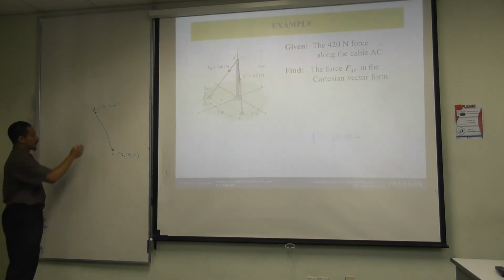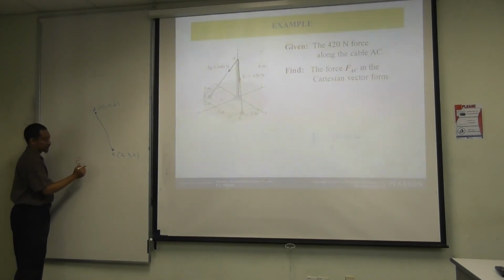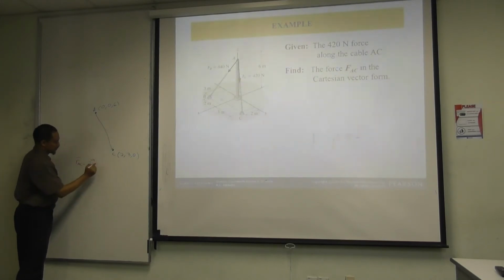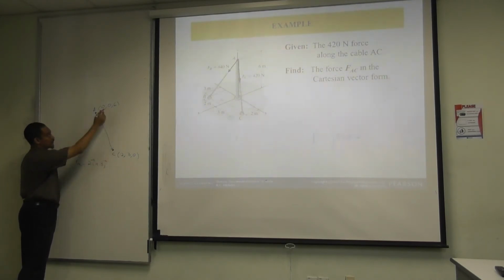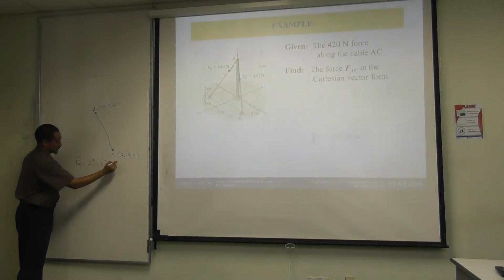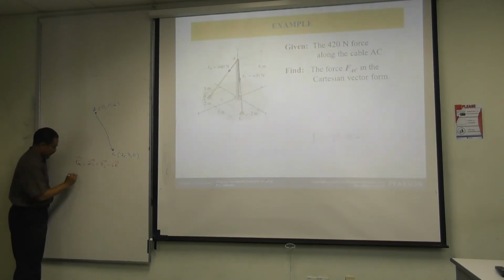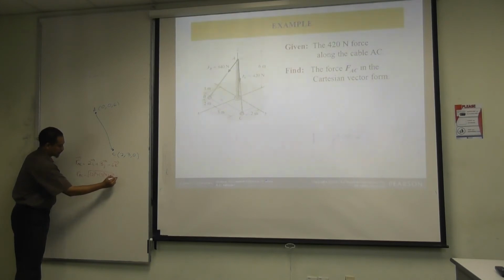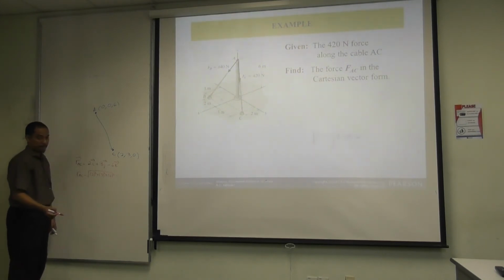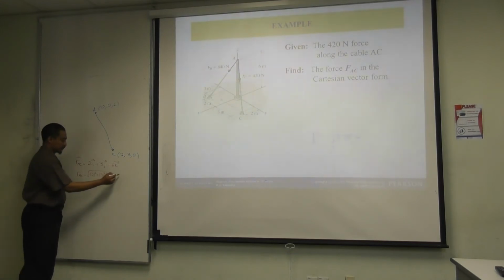Okay, so if you already determine the coordinate, you can calculate RAC, right? What will it be? Basically this minus that one, right? So 2 minus 0 is 2I. 3 minus 0 is 3J. 0 minus 6 is minus 6K, right? Any problem there? So the magnitude of RAC is the square root of 2 squared plus 3 squared plus 6 squared. What do you get? 7.